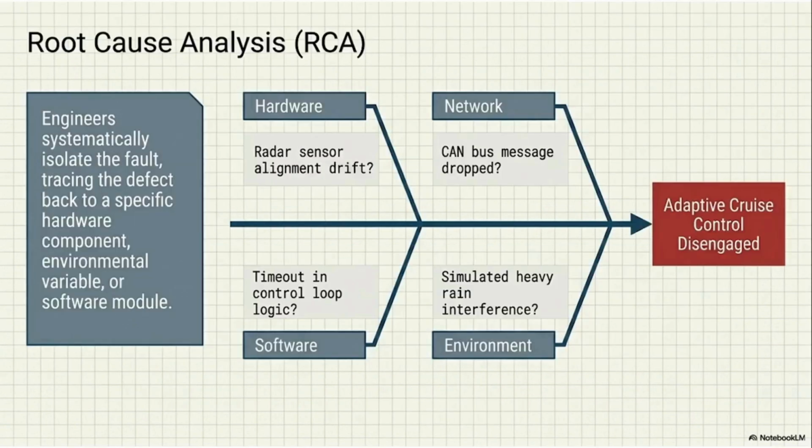Once triaged, we move to root cause analysis, RCA. Engineers use fishbone diagrams to systematically isolate the fault. Is it a hardware radar alignment drift, a dropped CAN bus message, or perhaps a timeout in the software control loop logic? Like this, fishbone diagrams are drawn.